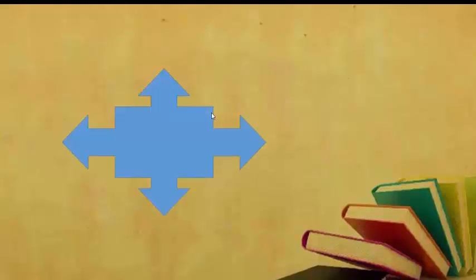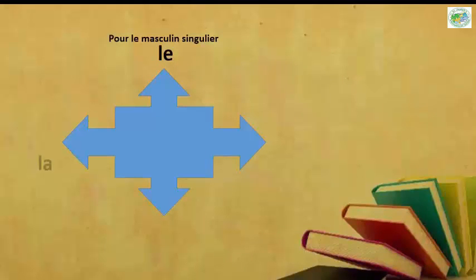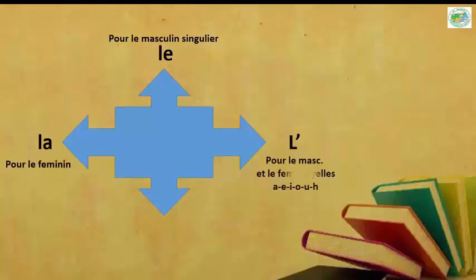So we have le, which means the, pour le masculin singulier, la pour le féminin, et l'apostrophe pour les voyelles, pour le masculin et le féminin, qui commence avec des voyelles A, E, I, O, U, H. Also we have l'article pluriel, les, l'article défini qu'on utilise pour le pluriel, les.